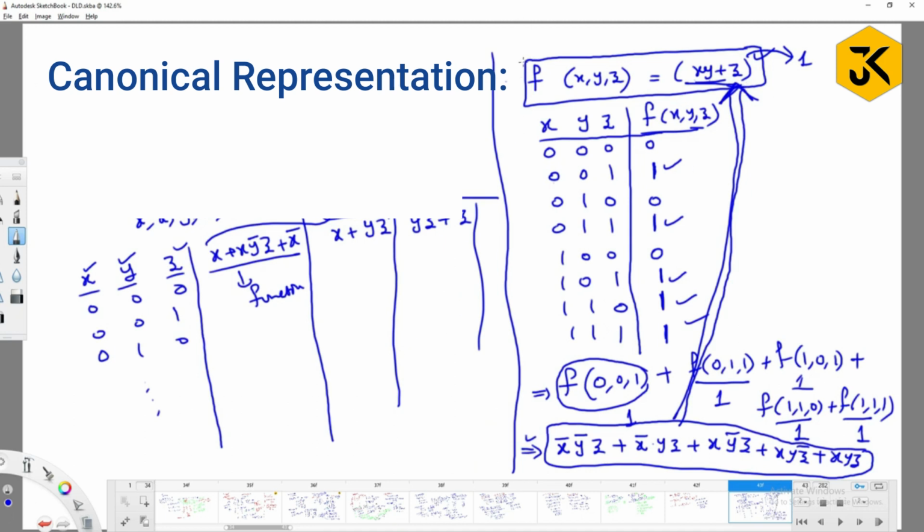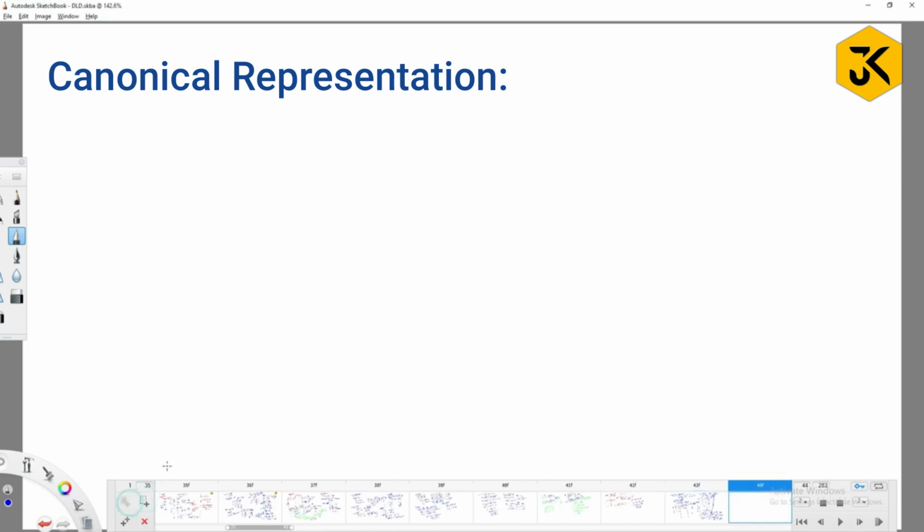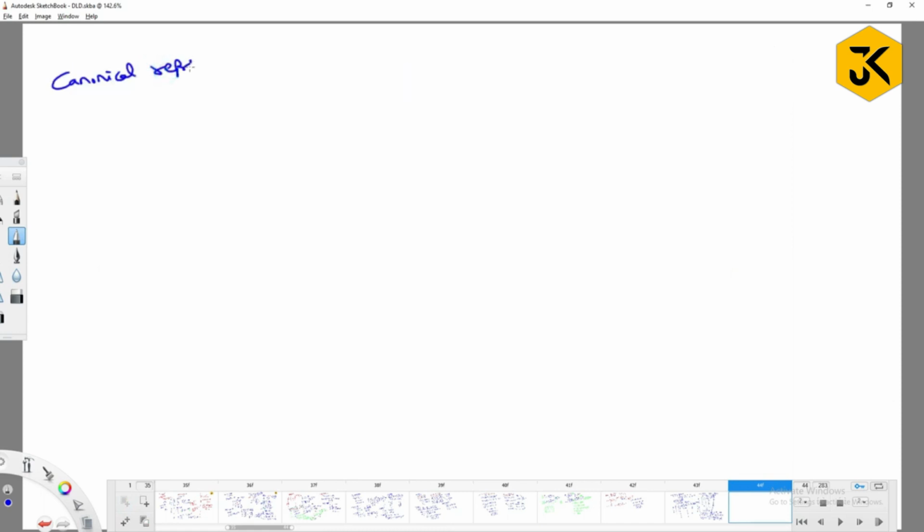Meaning that I can represent a function like this, or if you want I can represent the function like this, or like this. Or there is one more representation, that is the pure representation. We can call it the canonical representation of the function. In canonical form, we are going to represent an expression or a function either in sum of products form, or we can represent it in the form of products of sums.